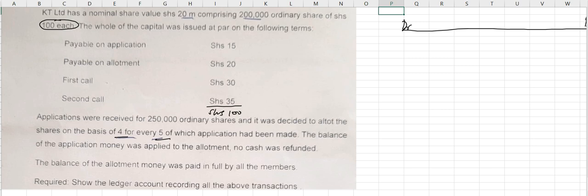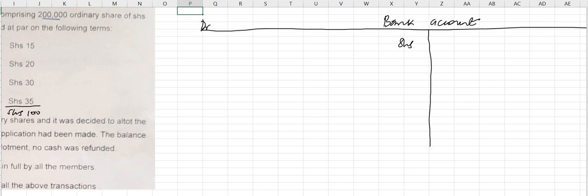Then when it comes to allotment, now that's the process by which the company formally accepts the offers from the applicants and allocates shares to them. So allotment is the company's acceptance of the investor's offer to buy the shares. So as the shares are allotted, the applicants become shareholders of the company. Now, they have received money on application. So on the debit of the bank account, I write application.